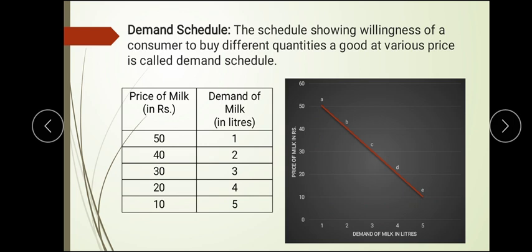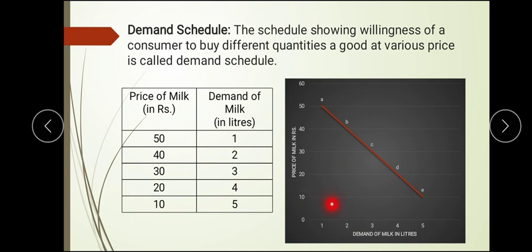Now let's see the demand schedule. It shows that when the price of milk is 50 rupees, the demand for that particular milk is only 1 liter. So when the price is 50, you find the demand is 1 liter. When the price reduces from 50 to 40, the demand for that milk increases. So at 40 rupees, 2 liters of milk is demanded. So at 40 rupees the quantity has increased.